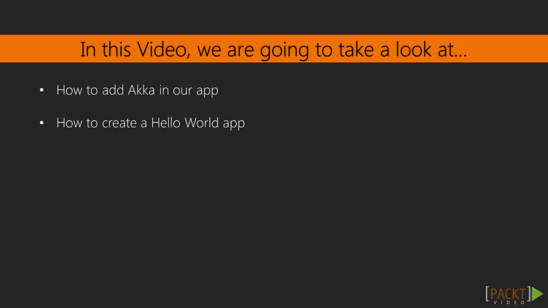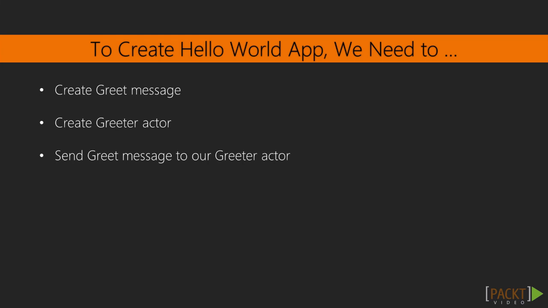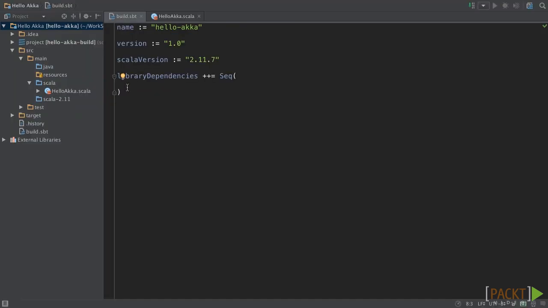Let's begin then. To create the Hello World app, we need to define the greet message and the greeter actor that handles the greet message. Then, we'll create an instance from the greeter actor, and finally send our greet message to our actor instance. The first thing we need to add is the Akka library on our library dependencies in the build.sbt file. Now we are ready to define the greet message and greeter actor.